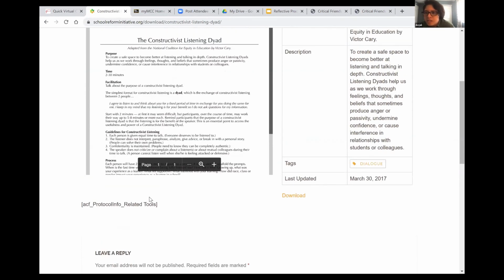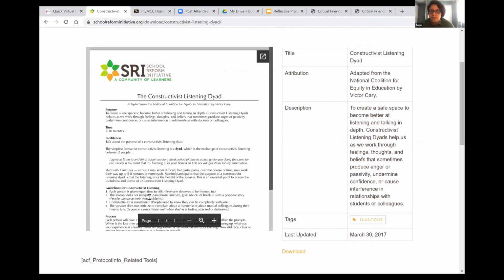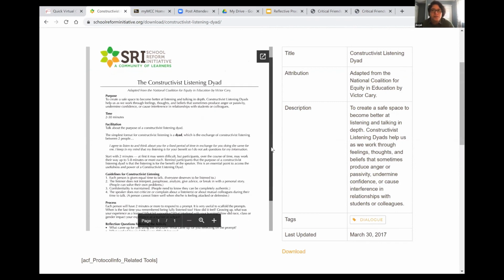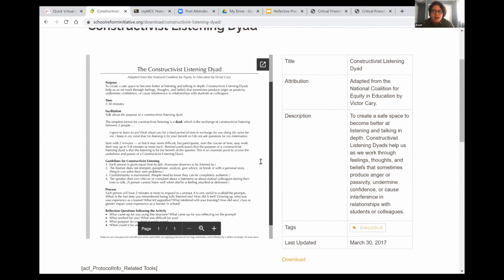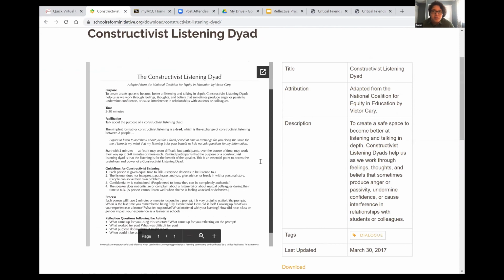Oh, I see a question. Do you use a different protocol for each meeting? It depends. So the protocol you choose really depends on the conversation that you want to have. Like if two meetings in a row, people are bringing in dilemmas, you might do the consultancy protocol two meetings in a row. But typically we mix it up and we do a different protocol each meeting.